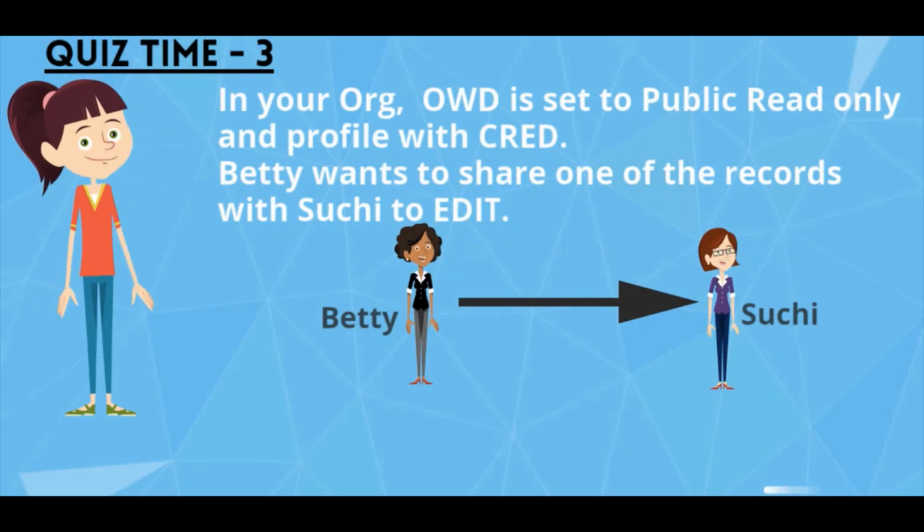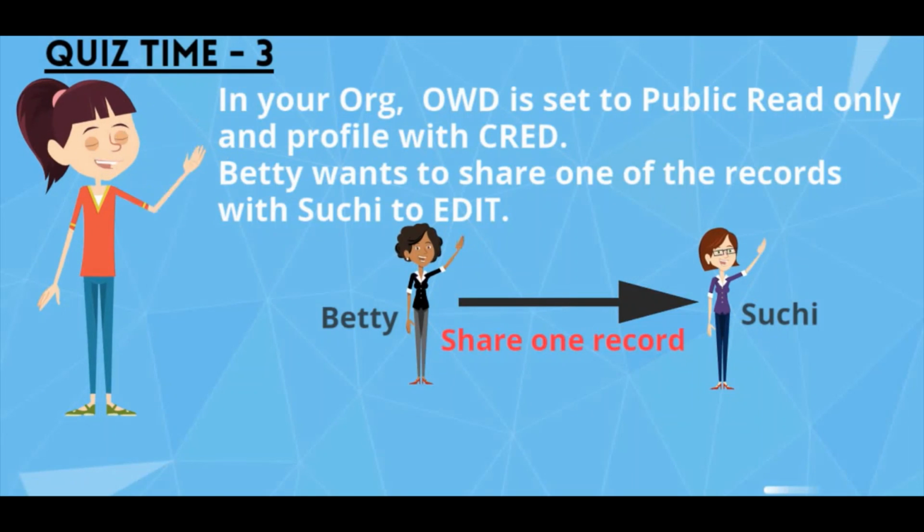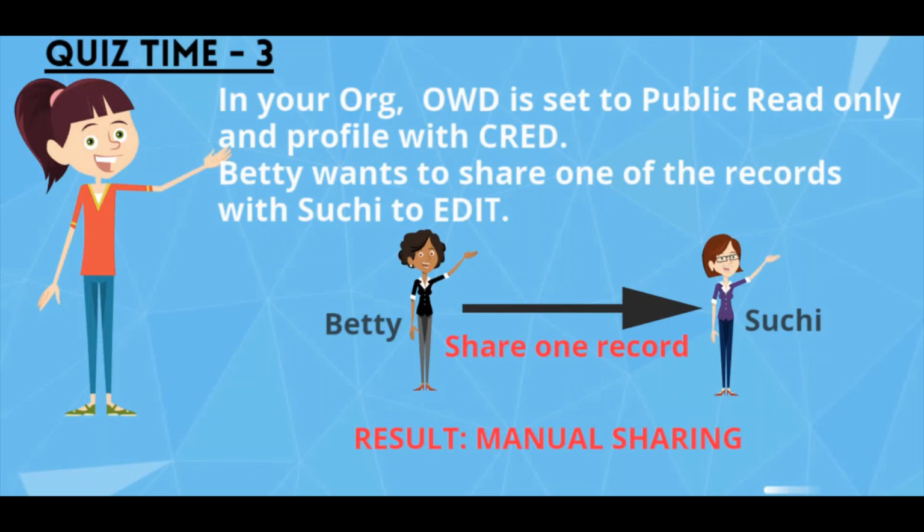Quiz 3. In your org, OWD is set to public read only and profile is set to CRED. Betty wants to share one of the records with Suchi to edit. Already it's public read only, which means both of them can see all the records, but Betty wants her records to be shared with Suchi to edit it. So in this scenario, what is the option? The answer is manual sharing. As soon as it's just a single record, Betty can share it manually.